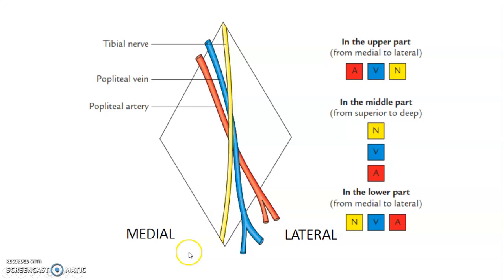In the lower part of the popliteal fossa, the relations are: the tibial nerve, which was in the upper part the most lateral structure, is now the most medial structure. Then we have the popliteal vein, and then the popliteal artery. So the relations in the lower part are most medial, tibial nerve. In the middle we have vein, and on the most lateral side we have popliteal artery, NVA. So this diagram is very important if you want to understand the relations of the popliteal vessels and tibial nerve.